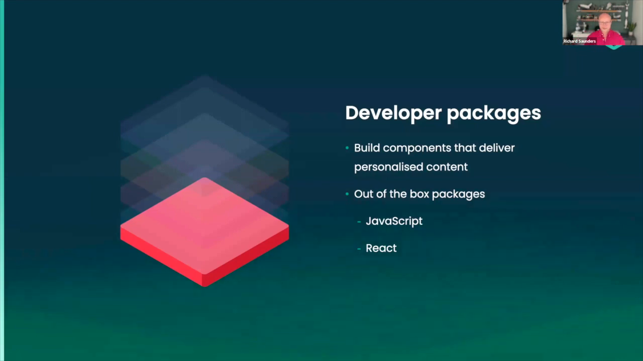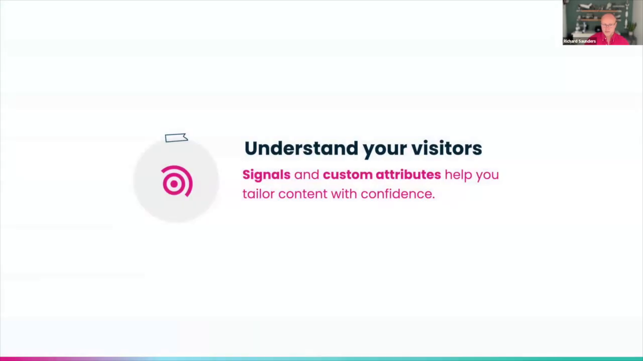So I recognize that was a lot to take in. So let's take a step back and just walk through some of the screens that you'll use in personalization to deliver these experiences. So as I mentioned, you'll use signals and custom attributes to help you tailor content. It lists all the different characteristics of their site visit.